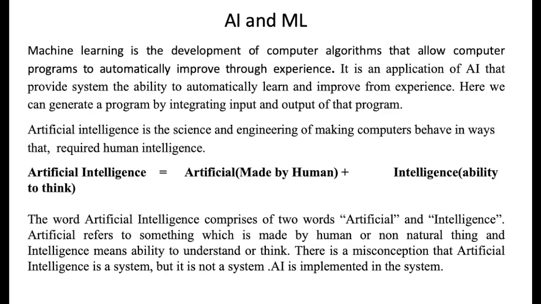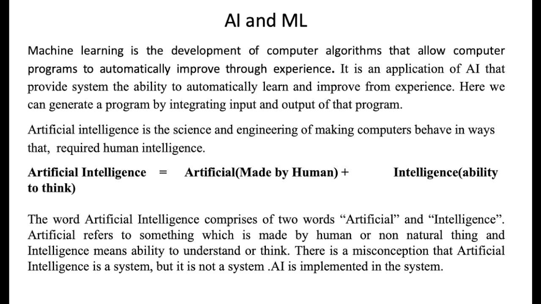Next important part is artificial intelligence. Machine learning is a subset of artificial intelligence. But there is a big difference between artificial intelligence and machine learning. Machine learning is the development of computer algorithms that allow computer programs to automatically improve through experience. It is an application of AI that provides systems the capability to automatically learn and improve from experience.